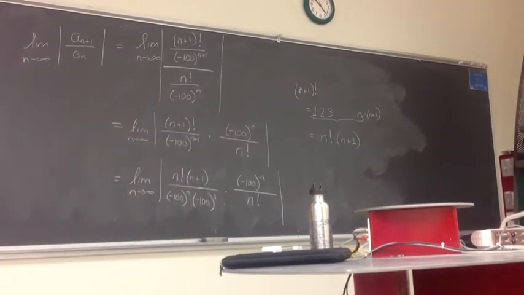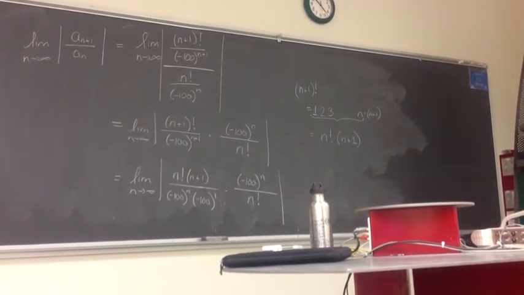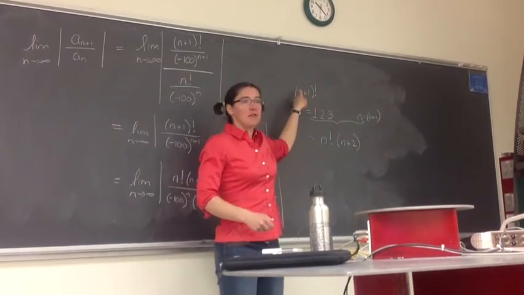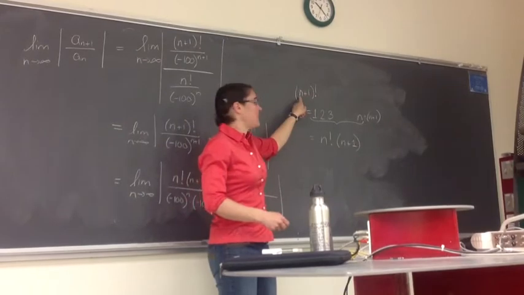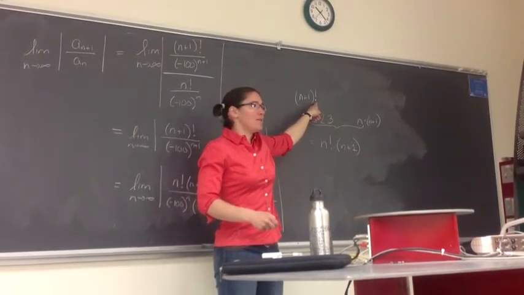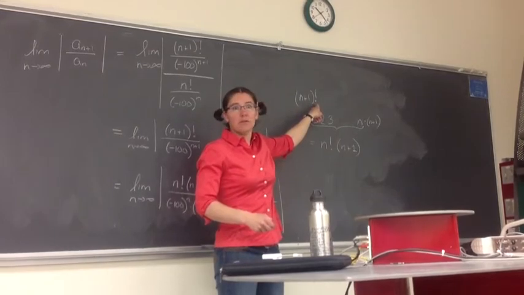What I absolutely positively cannot do is take this factorial and distribute it through the parentheses and write it as n factorial plus 1 factorial. That would be an absolute positive illegal algebra move, so please do not do that.